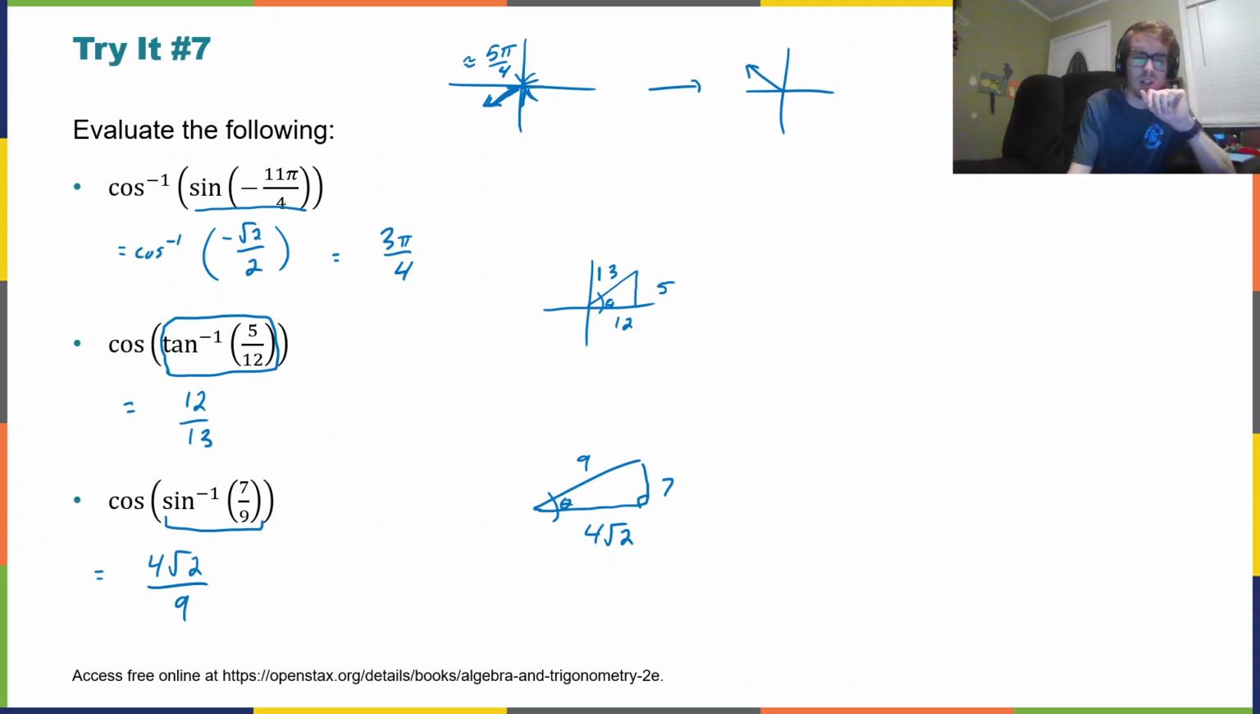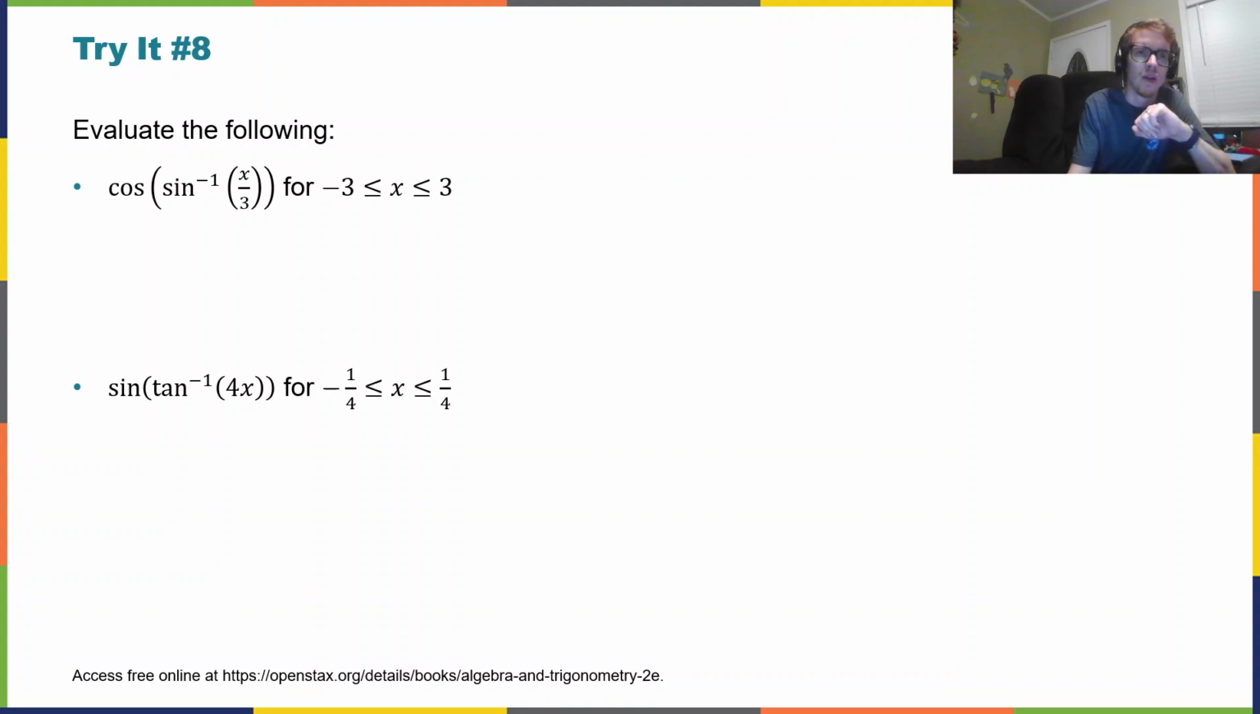The last two parts of number 7 are important, okay? Now, in just a moment, we're going to do this with something more generic because that's how it usually shows up in Calculus 2. So I want you to see what this little aspect might look like in this area. So try it number 8 is evaluate the following. Cosine of arc sine of x over 3 for x between negative 3 and 3 inclusive.